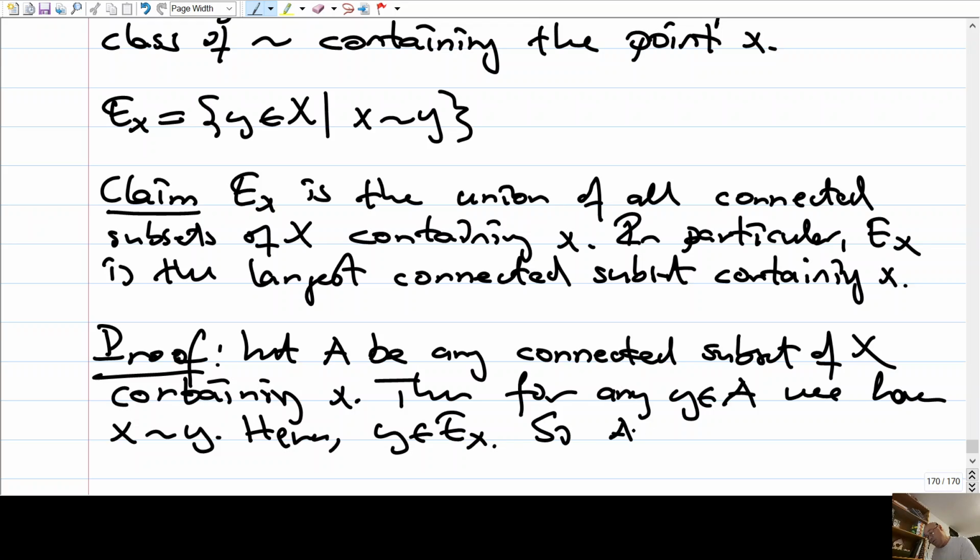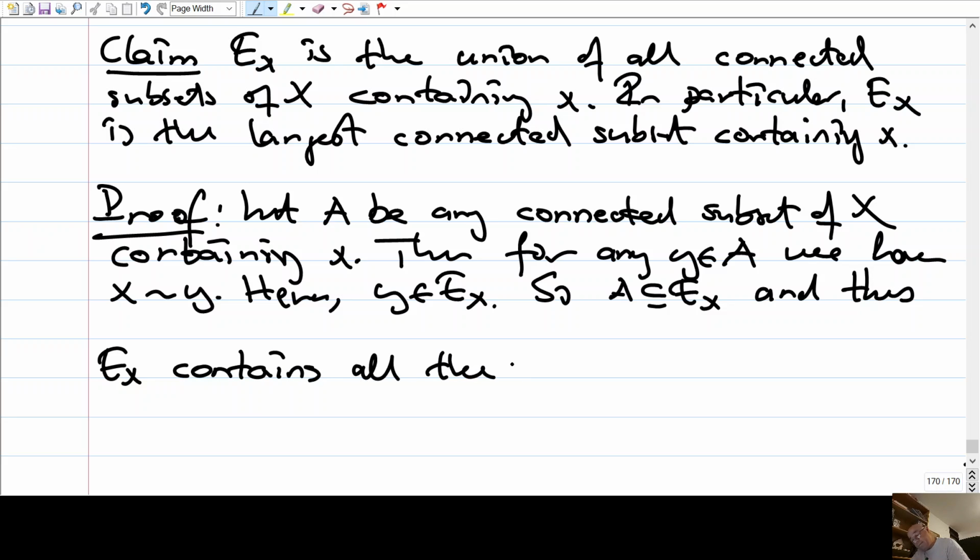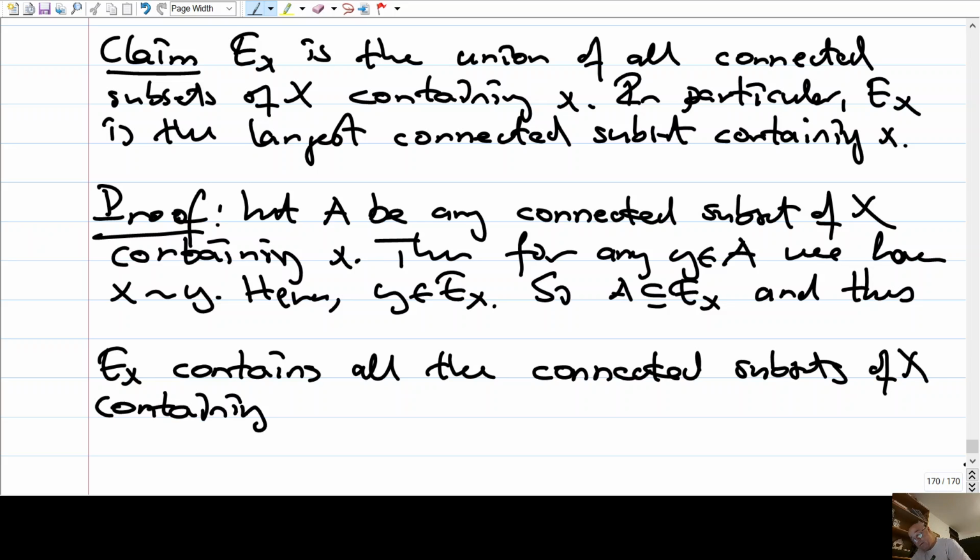So A is a subset of E_x. But what we have seen is, if you have any connected subset containing x, that lies inside E_x. Therefore, E_x contains all the connected subsets of X containing little x.